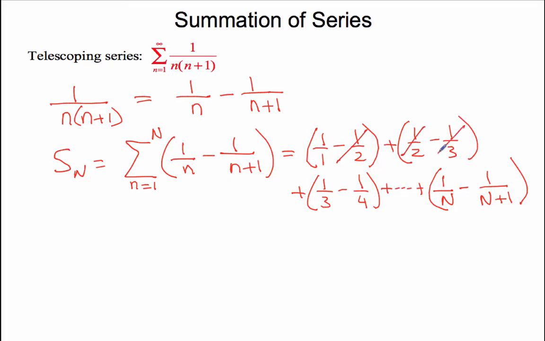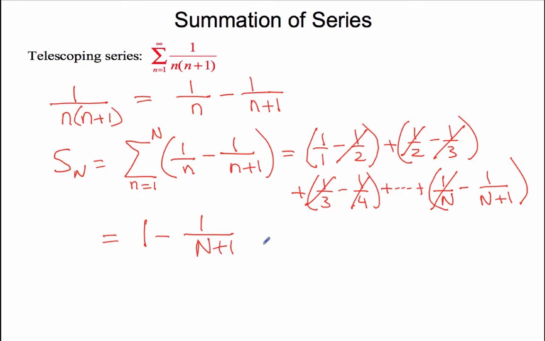The minus 1/3 and the plus 1/3 will cancel. The minus 1/4 will cancel with the 1 out over here. And this too will be cancelled. Only this term over here will remain. And so we have an answer to this. It's 1 minus 1 over n plus 1.